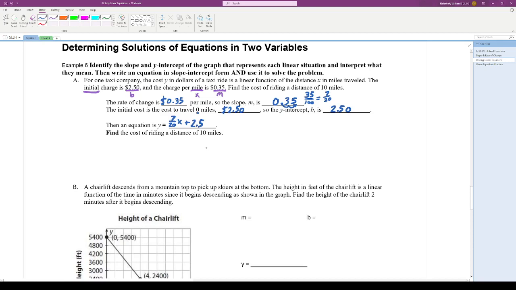Now it says find the cost of riding 10 miles. Miles is our x, that's our variable. So we'll just do y equals 7/20 times 10 miles plus 2.5. If we simplify, 7 times 10 is 70/20. That's 7/2, which if we want to combine it with this and make it a decimal again, that would be 3.5. So 3.5 plus 2.5 would be a total of $7 for that ride.